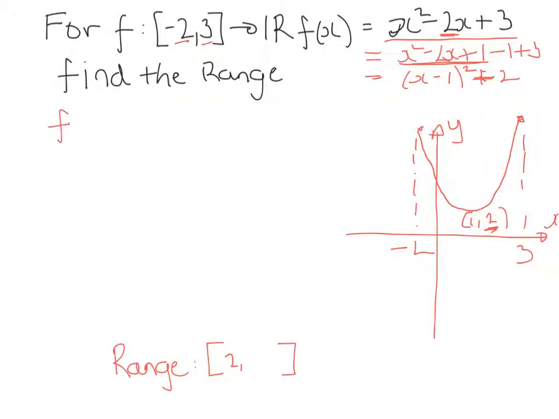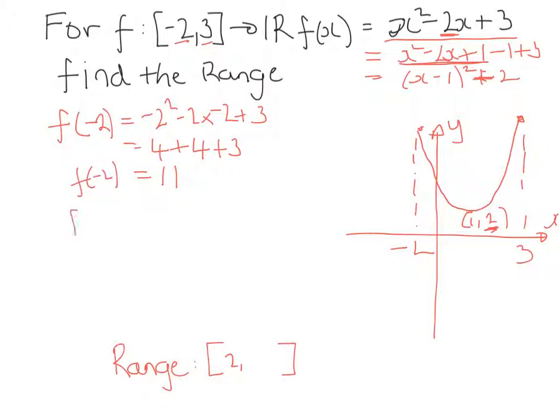So if I say, righto, well what about if I put in -2 in place of x? Well, that'd be -2 squared minus 2 times -2 plus 3. Well, -2 squared is 4, a minus times a minus is a plus, 2 times 2 is 4, plus 3. Well, 4 plus 4 plus another 3 is 11. So that's a possible highest point, that's 11, so it'd be (-2, 11).